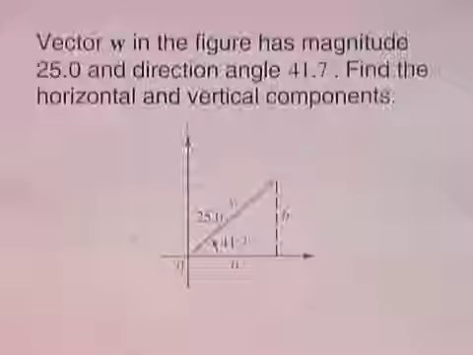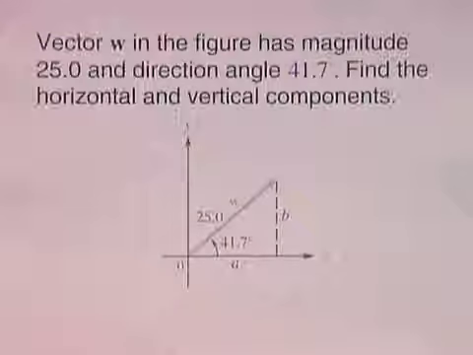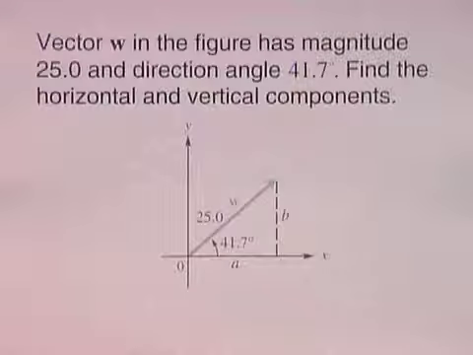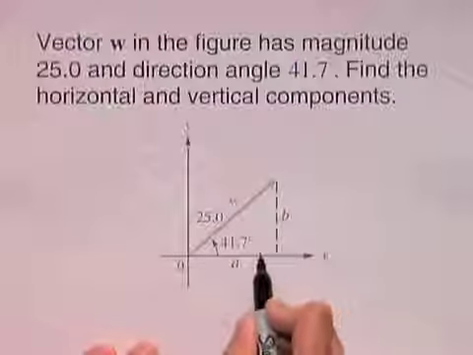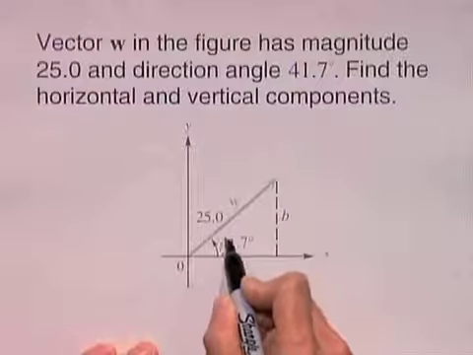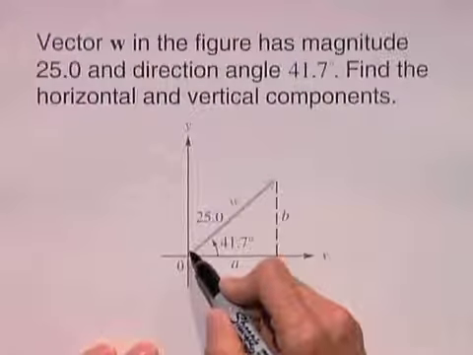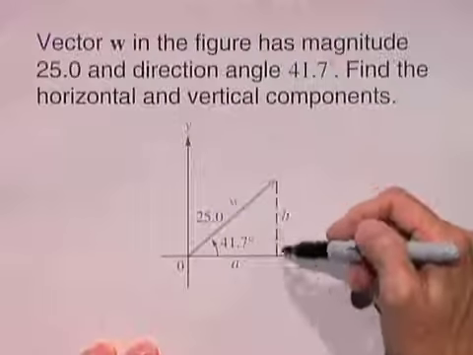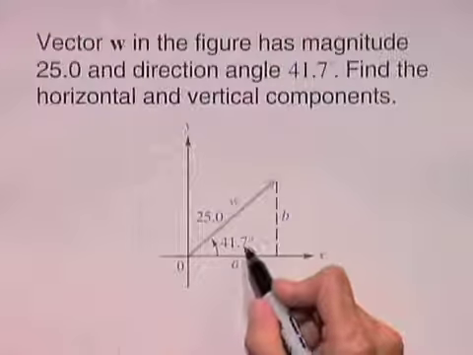Let's find the components of a vector. We've got vector W shown in the figure. It has magnitude 25.0 and direction angle 41.7 degrees, as indicated. I want to find the horizontal and vertical components. Notice that component A is adjacent to the angle, and 25 could be considered the hypotenuse of a right triangle. Component B is opposite the angle 41.7 degrees.